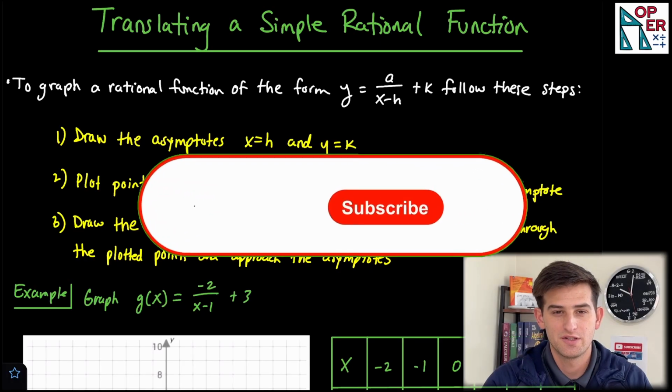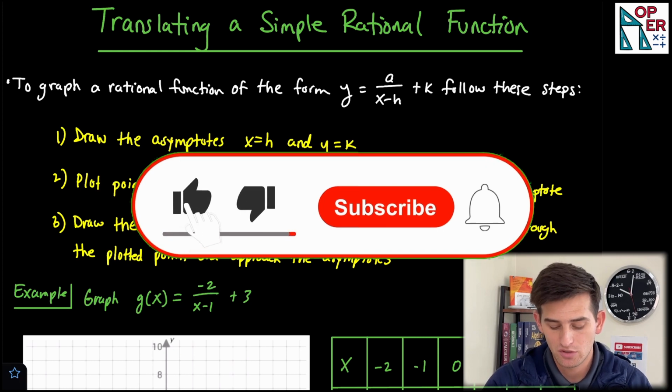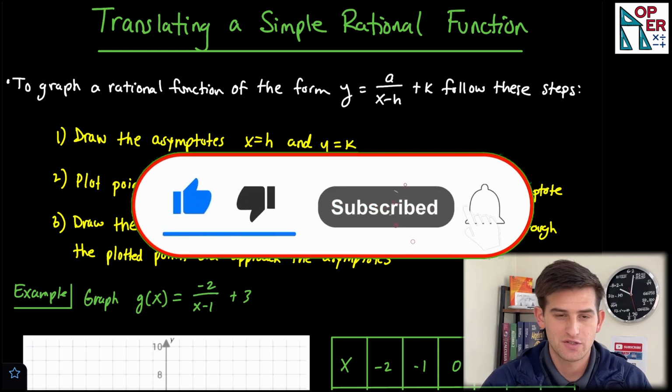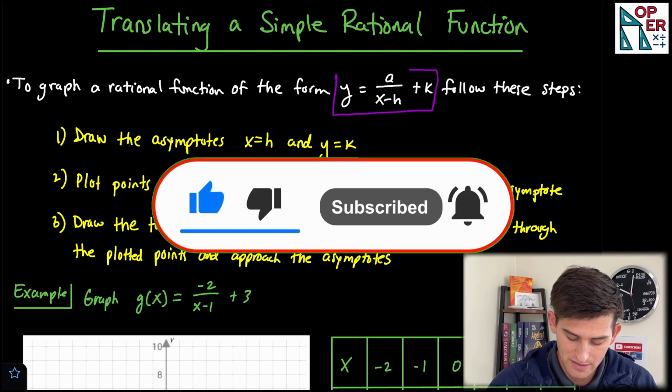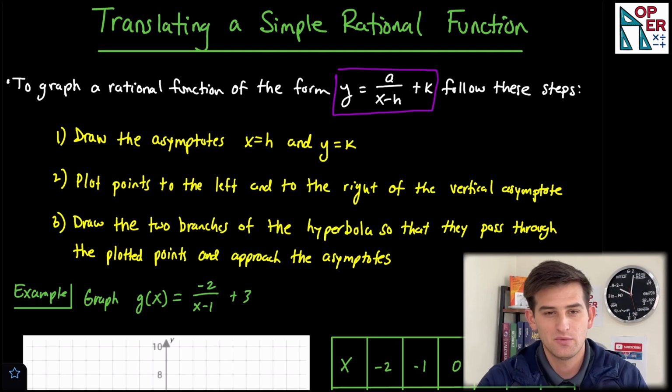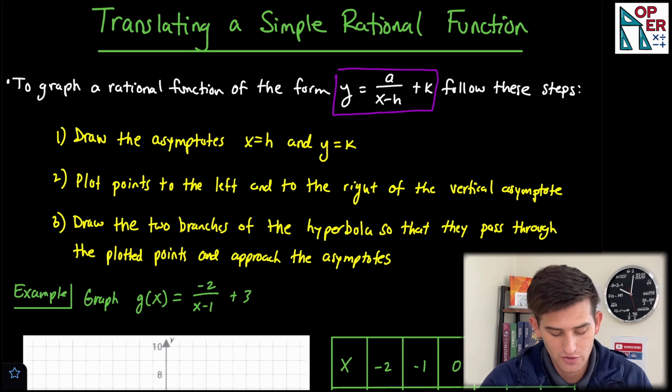Hello everyone, in this video we're going to talk about how we can translate a simple rational function. The form that we're looking at is y equals a divided by x minus h plus k. And to do that, we're just going to follow these three steps. So first of all, we want to draw the asymptotes x equals h and y equals k.